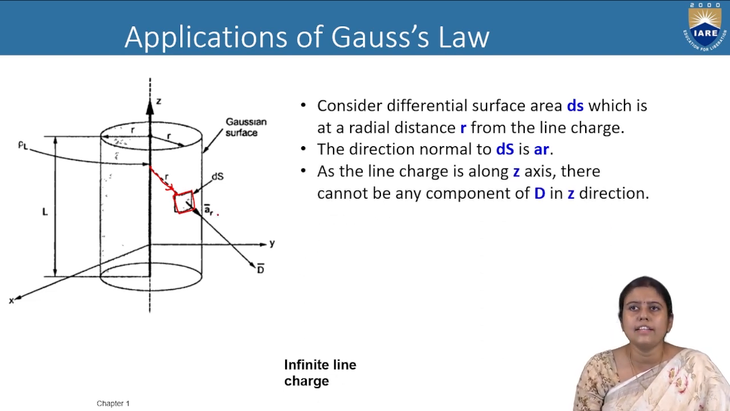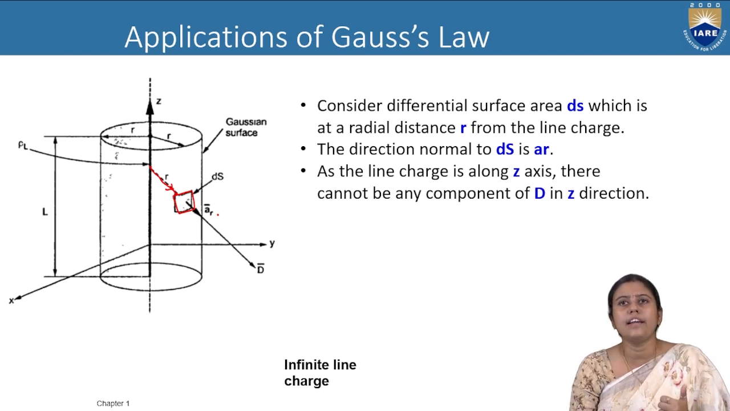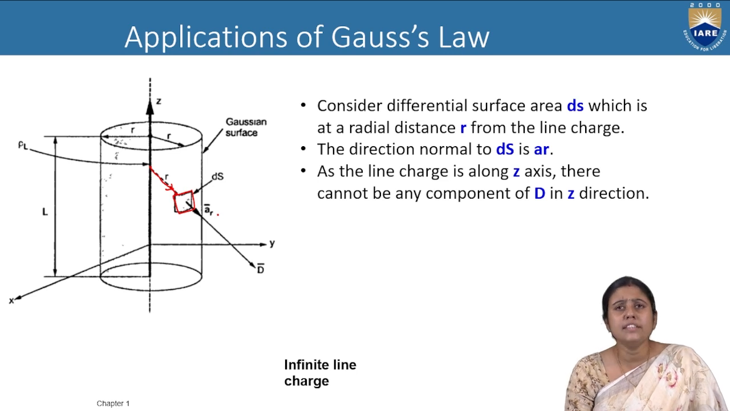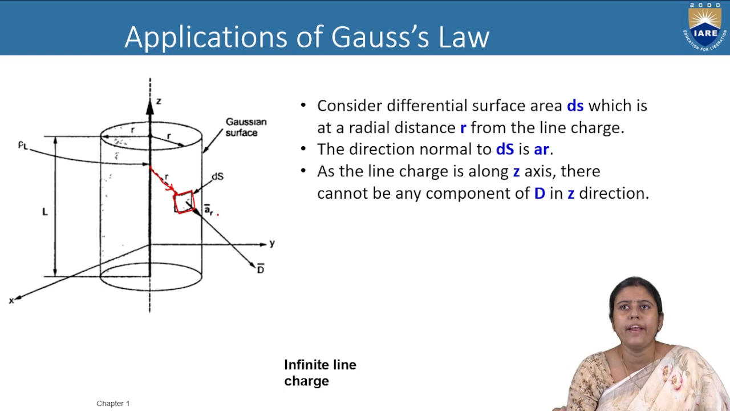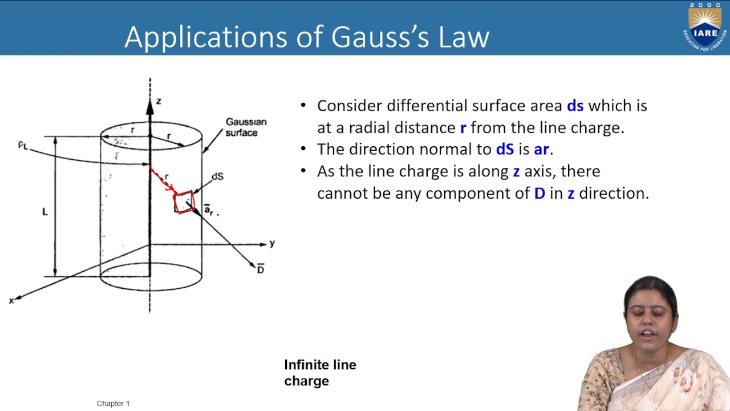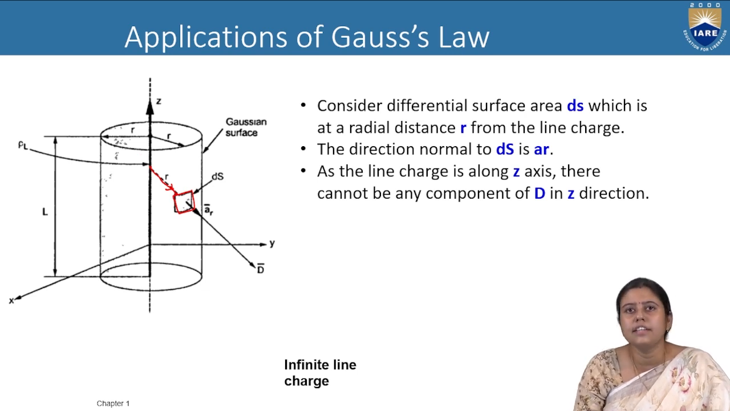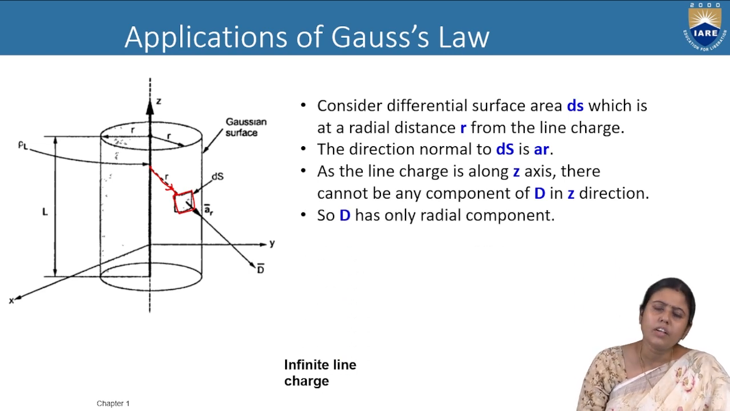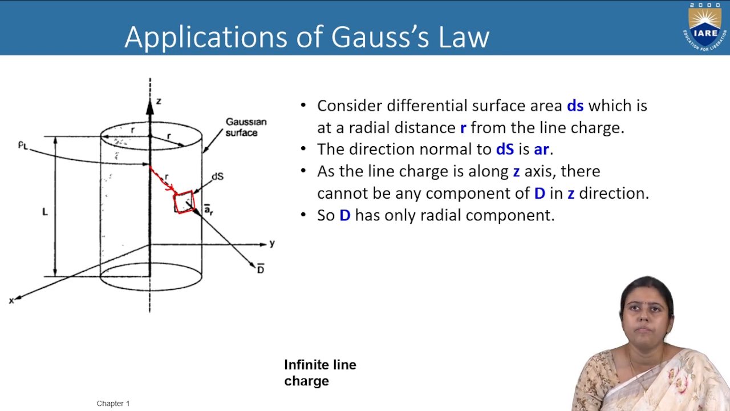The line charge is along the Z axis, and there cannot be any component of D in the Z direction. Why? As we know, the general tendency of D is to cut at 90 degrees, normal to the surface. As the line charge is along the Z axis, the flux density cannot have a Z component. So we can say that D has only the radial component.